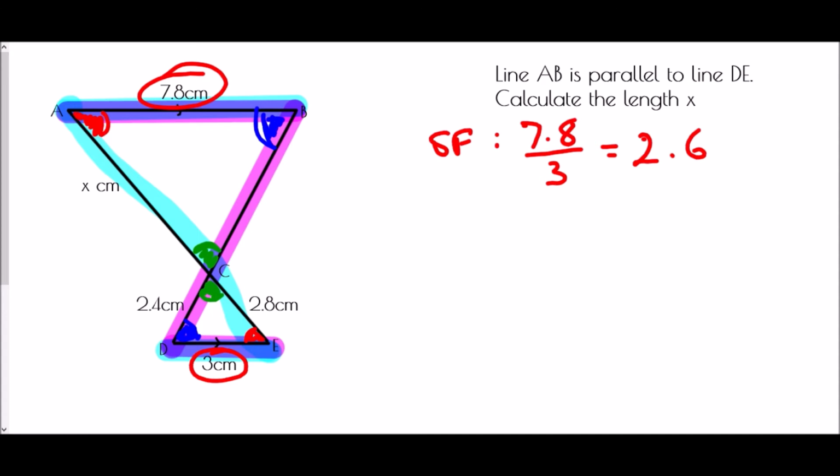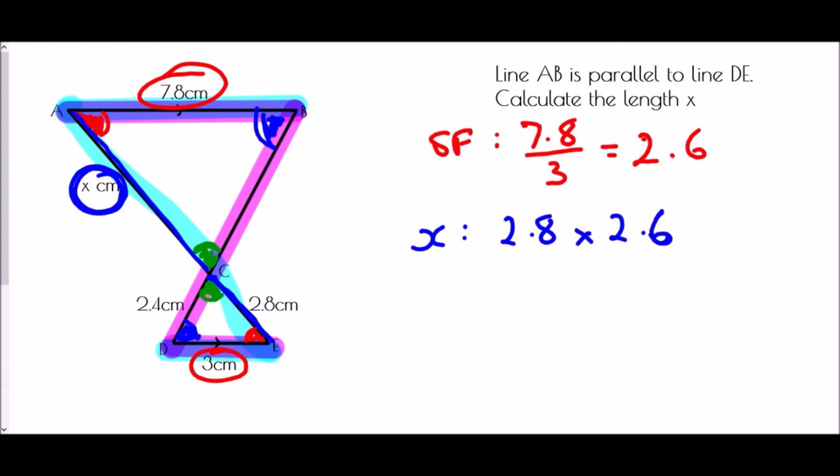How are we then going to get x? Well, again, we need to work out a match. Where is the match for x? Well, x is between red and green, and so it needs to match with the side between red and green on the other side, 2.8. Now, x is from the larger triangle, and so if I want to get x, I'm going to have to do the 2.8 from the smaller triangle multiplied by our scale factor. And so 2.8 times 2.6, if we do that on a calculator, that is 7.28 centimetres.